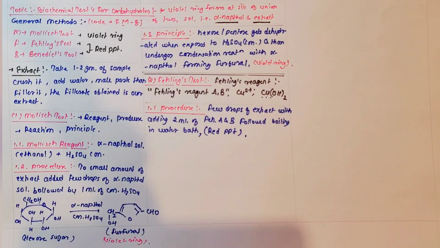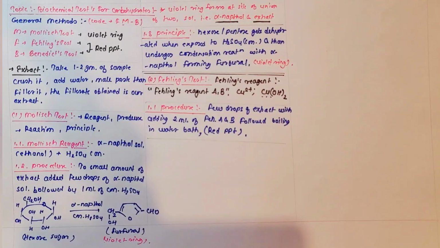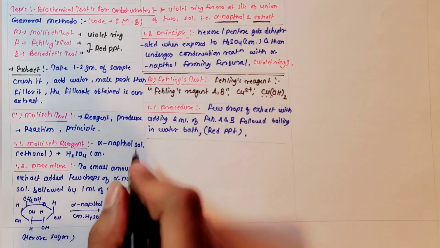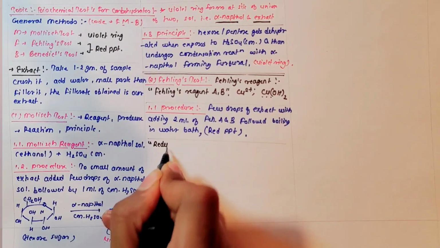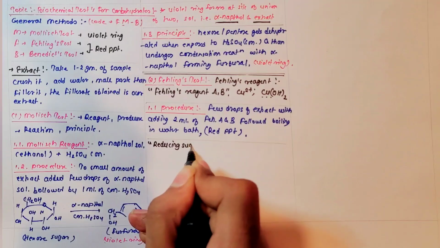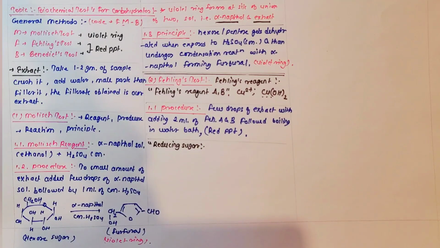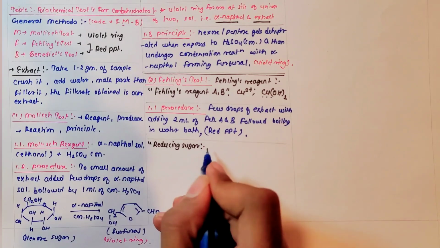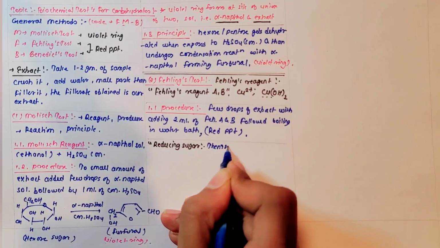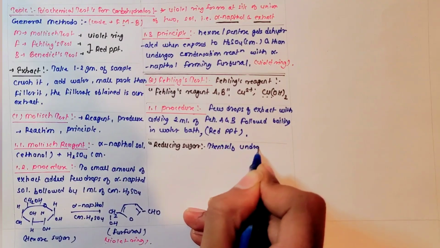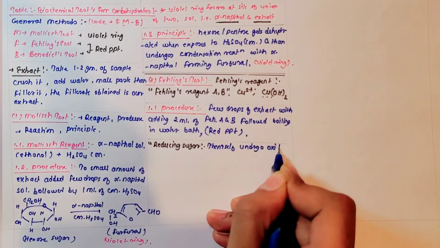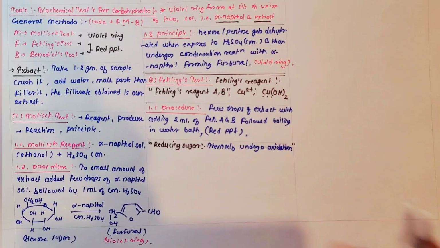So why red PPT forms is actually our main objective here. Now to understand why red PPT is formed, we have to first understand what is reducing sugar. Reducing sugars are basically those sugars which act as reducing agent, and they themselves undergo oxidation, and reduce the reagent.